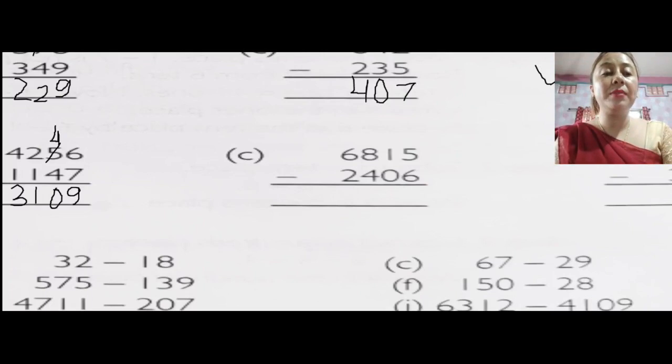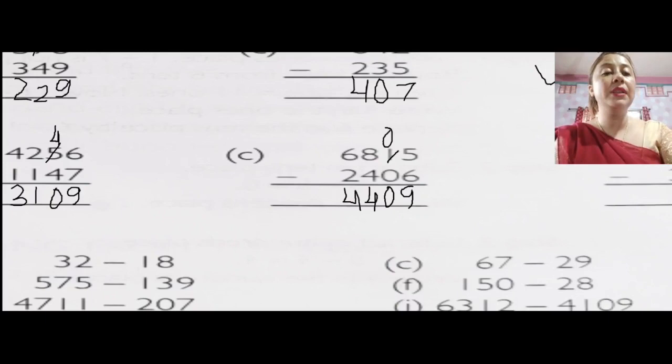Now let us do number C, children. Here you have to subtract 2406 from 6815. So we can't subtract 6 from 5. So let us make it 15. In order to make it 15, we will bring 1 from here. So 1 minus 1 is 0. So here 0 will be left over. So 15 minus 6 is 9. 0 minus 0 is 0. 8 minus 0 is 8. 8 minus 4 is 4 and 6 minus 2 is also 4.